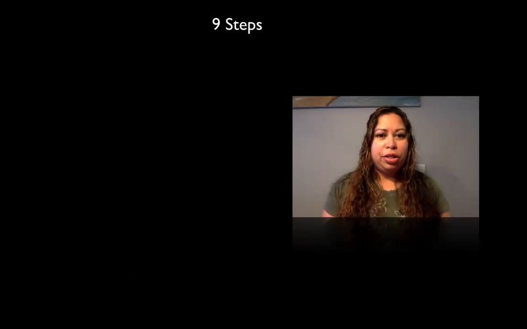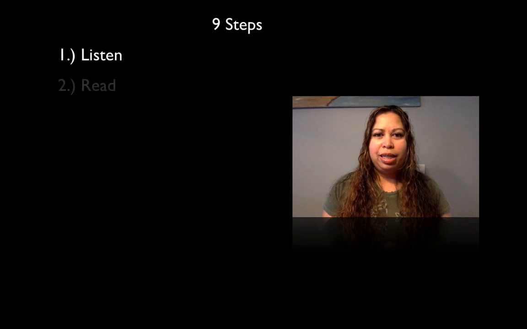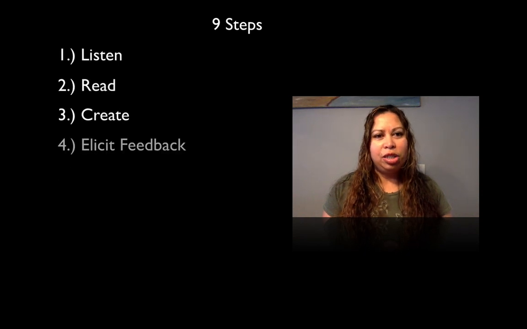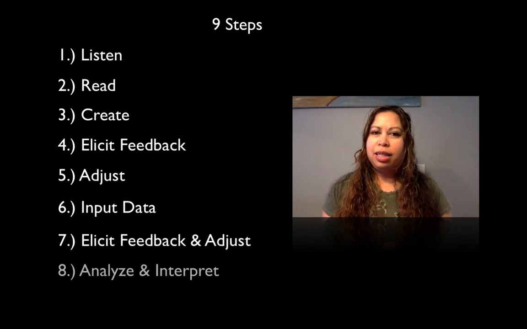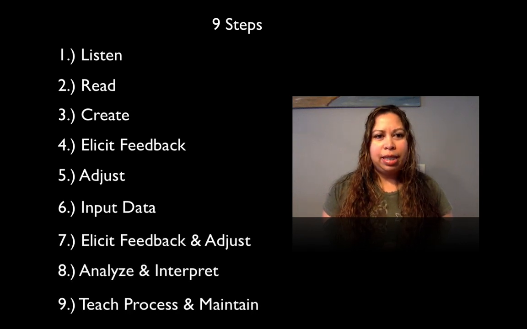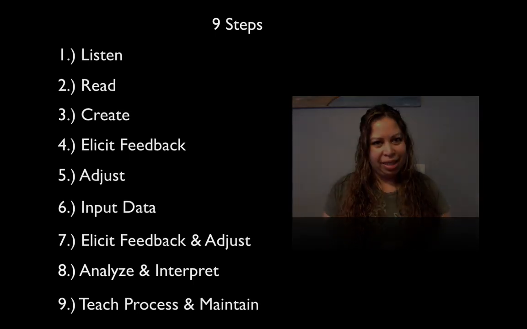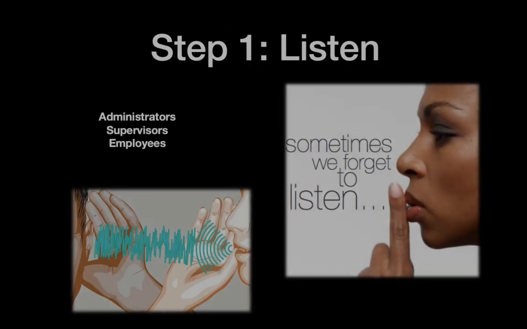The 9 steps are to listen, read, create, elicit feedback and adjust, input data, elicit feedback and adjust, analyze and interpret, teach the process and maintain. Again, in this Part A video, we'll only review steps 1 through 7. Steps 8 and 9 will be covered in Part B. So let us begin. The first step is to listen.